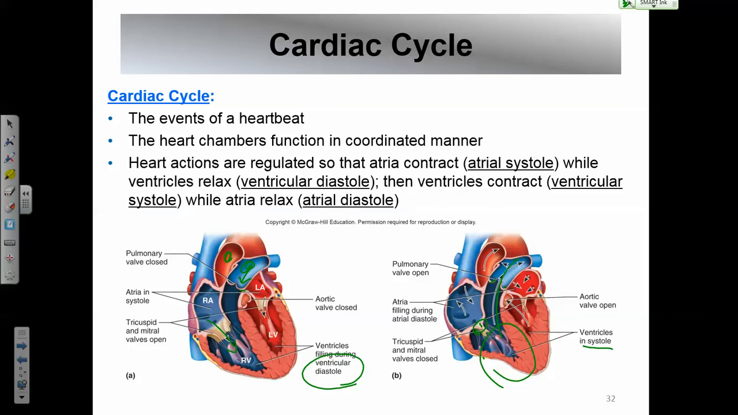That's the second sound, when the ventricles are relaxing. So think of my hands: they squeeze together during ventricular contraction and move apart during ventricular relaxation. So it's lub-dub, lub-dub, like that.